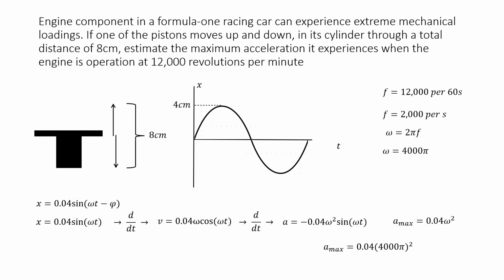So a max equals 0.04 times 4,000π², hmm, and we get our final answer of 6.32 times 10^6 meters per second squared.